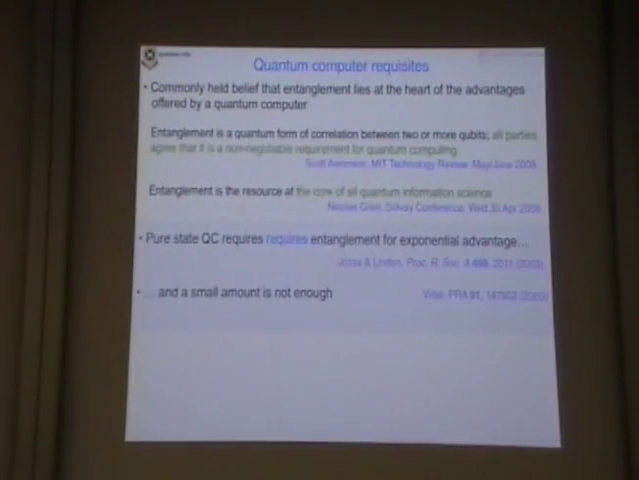And it's also been shown that an arbitrarily small amount of entanglement isn't enough. You need a certain level of entanglement that scales appropriately with the size of the problem. So you need a certain amount of entangling power in any system you build. It turns out you can have too much entanglement. That's another issue. But there are no such proofs once you allow mixed states.